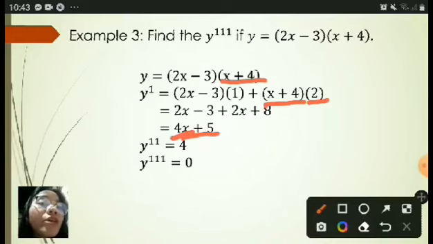And our second derivative is 4, because the derivative of 4x is 4 and the derivative of 5 is 0. That's why our second derivative is 4. Then the third derivative is 0, because the 4 is a constant. That's why its derivative is 0.